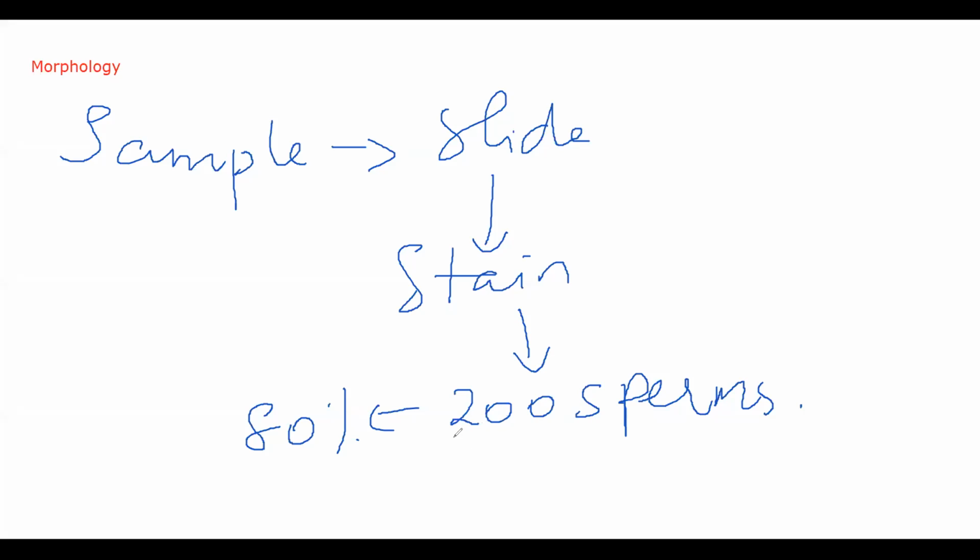Whatever sample you are taking, you randomly collect and count 200 from it, and out of those 200, 80% should be normal. 20% can be abnormal. That is the upper limit or the buffer limit. If there is more than 20% which are abnormal, that is a problem. Okay. You can also look for the presence of RBCs and WBCs in the sample.